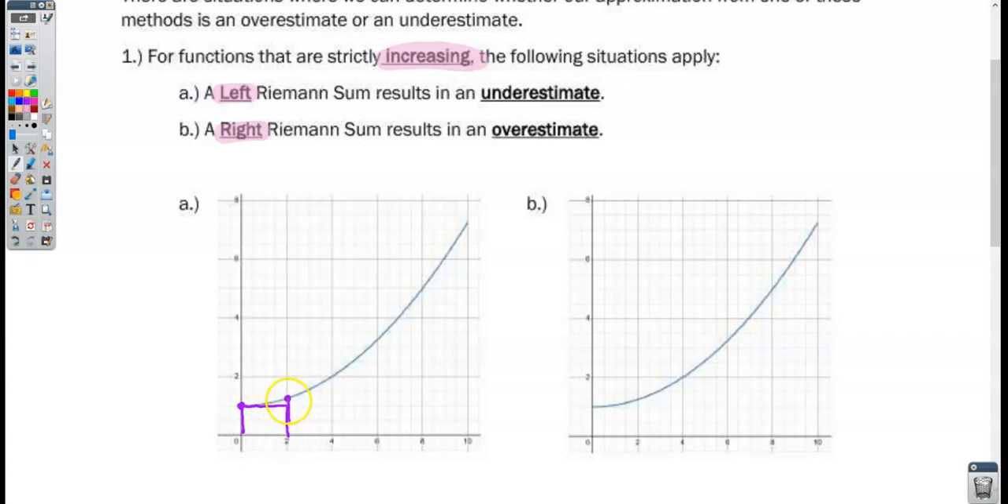Let's look at what a left Riemann sum looks like. There's a graph of a left Riemann sum. And let's look at what a right Riemann sum looks like.